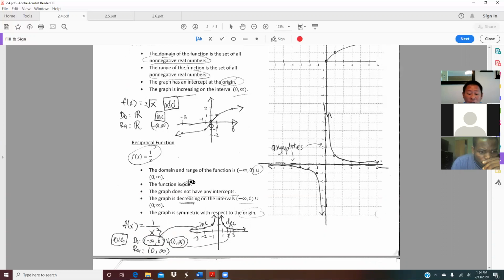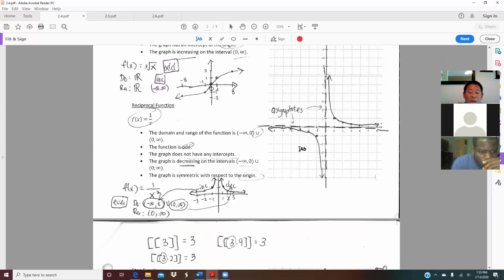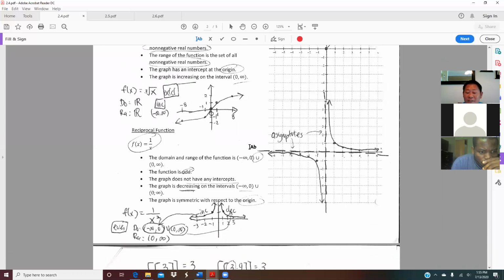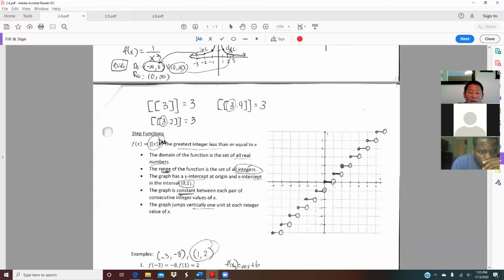It's an odd function. It does not have any intercept, so it won't cross your x and y axes. It is decreasing from negative infinity to 0, and then from 0 to infinity. So this graph keeps on decreasing, okay, and it is symmetrical about the origin. It's odd, with origin symmetry. So these are the reciprocal functions. You will learn these reciprocal functions in chapter 4. Yes, chapter 4.